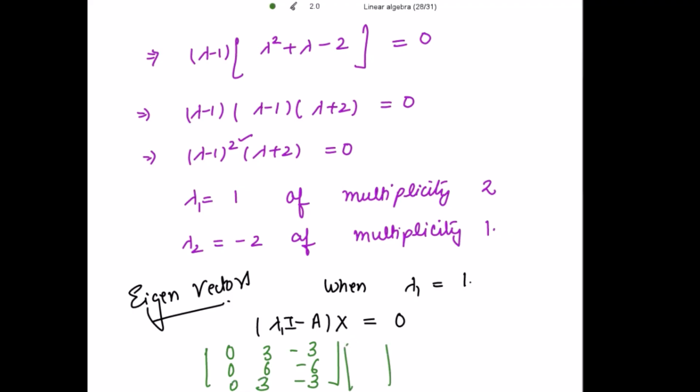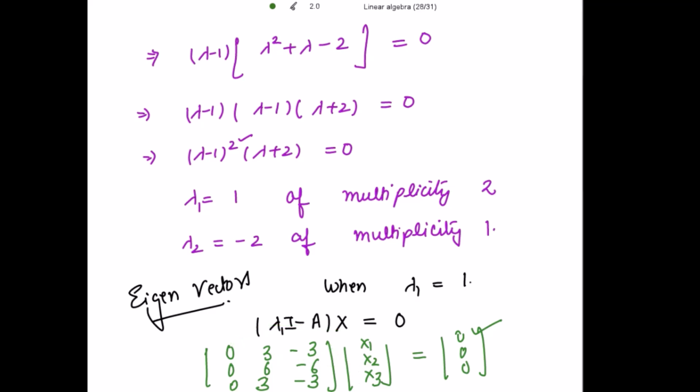And for x we write the column vector x1, x2, x3, equal to 0, 0, 0. From here we get the three homogeneous equations. So we get the first equation to be 0 into x1 plus 3 into x2 minus 3 into x3 equals to 0. That is, we are getting x2 minus x3 equals to 0, or x2 is equal to x3. This is the first homogeneous equation.